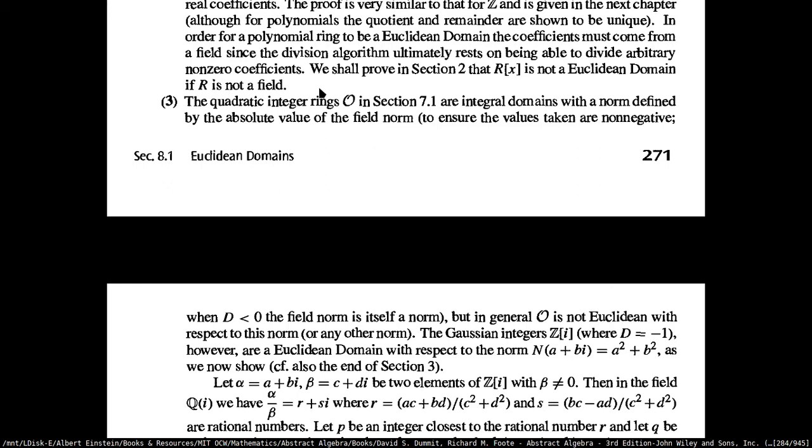Because only when you have the absolute value is it possible to have Euclidean domains. Otherwise, the Euclidean division algorithm, which is necessary for it to be a Euclidean domain, in general is not possible.